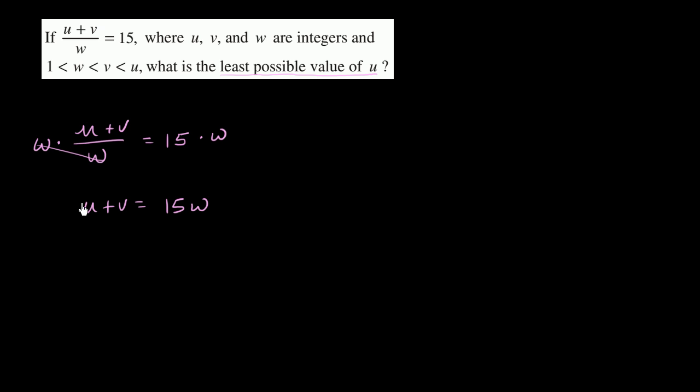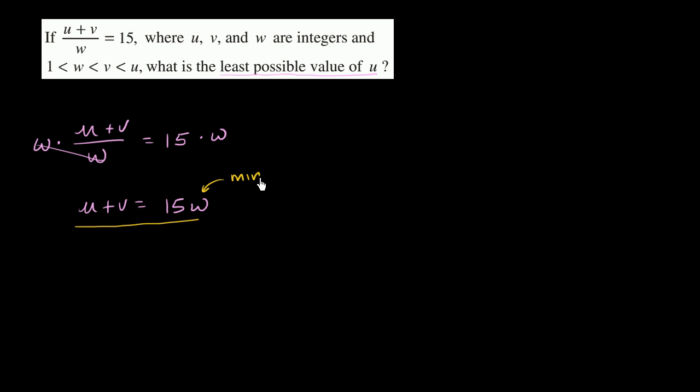Now let's think a little bit about what they're telling us. Remember, u is going to be the largest of these three integers. u is going to be greater than v, which is going to be greater than w, and u + v is going to be equal to 15w. Because u has to be greater than v, and we're summing these two things, they're going to be 15w, and w is the smallest of these, we really want to minimize w.